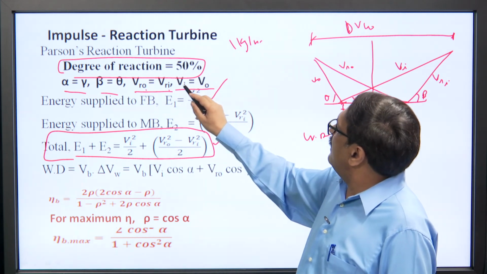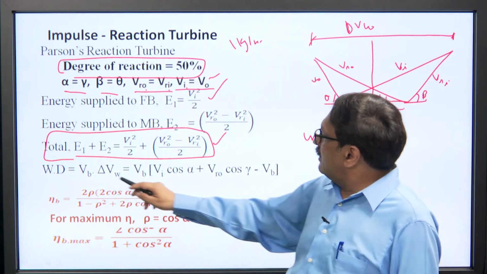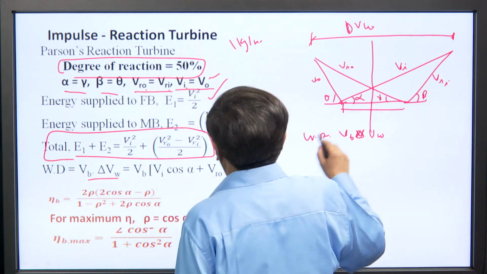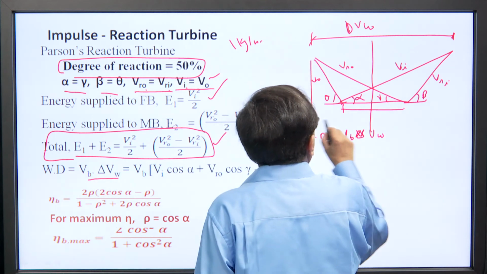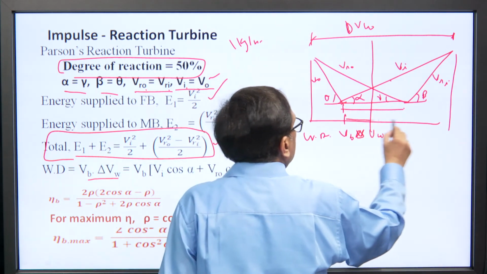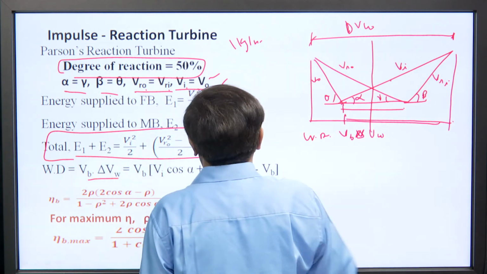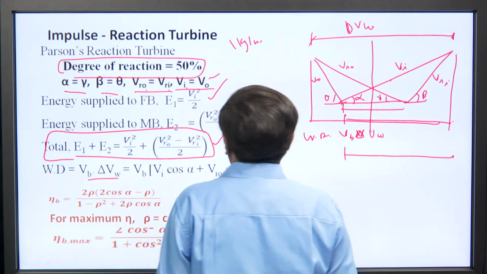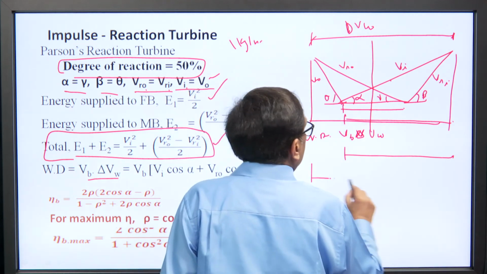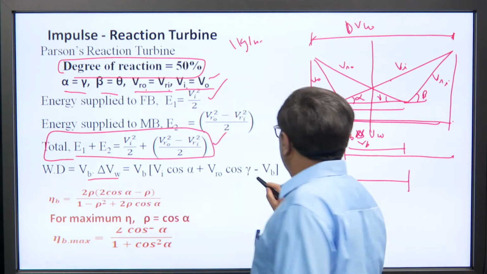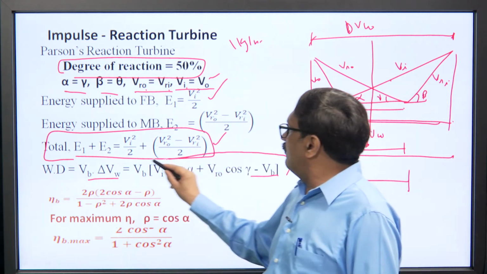Vro is equal to Vri and Vi is equal to Vo. Work done is equal to Vb into delta Vw. This can be written as Vb times delta Vw, this distance, which is Vi cos alpha 1 plus Vro cos gamma. Since this term is repeated, that is Vb, we have subtracted Vb here. This is the work done.